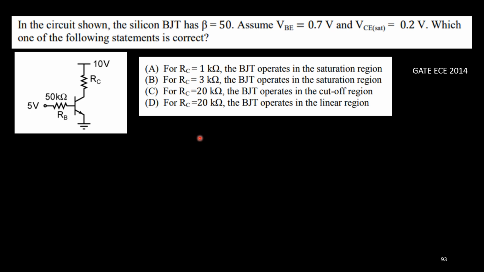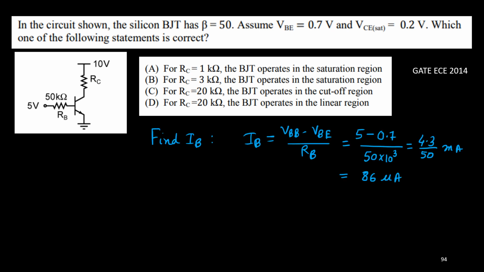Now first thing, this is 5 volt, which means the base emitter junction is forward biased. This is an NPN transistor, so obviously it is forward biased, so it cannot be in cutoff region, right? This is ruled out. For any resistance RC, it cannot be in cutoff region because the base emitter junction is forward biased. Now depending on the base collector junction, if it is forward biased, it is saturation region. If base collector is reverse biased, it is active region, right?